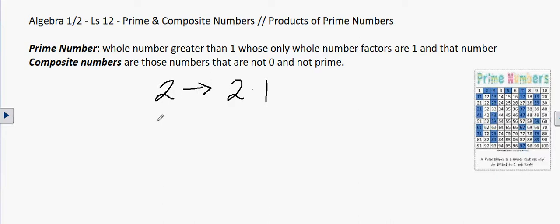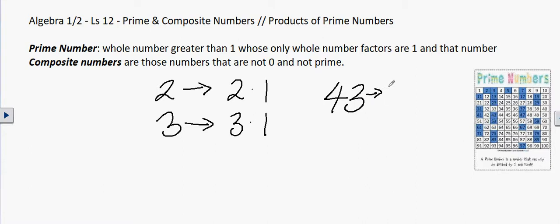How about 3? Again, the factors need to be only 3 and 1, so it's prime. Let's get bigger. 43. I challenge you to find any factors of 43 besides 43 and 1. They have to be whole numbers, and you're not going to get it. It's another example of a prime number.